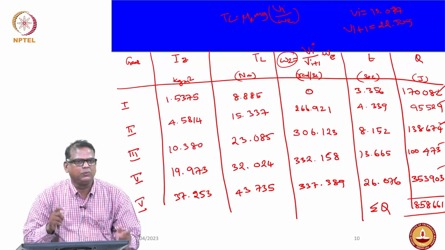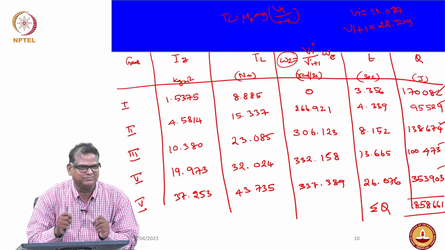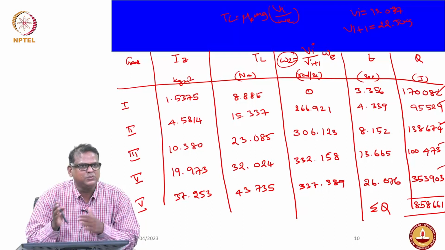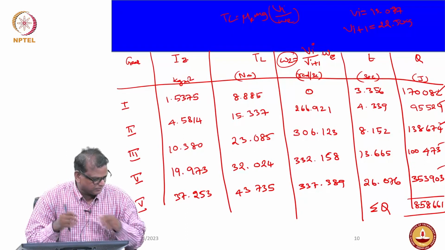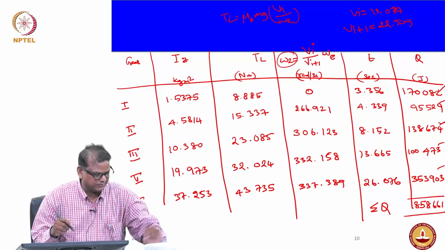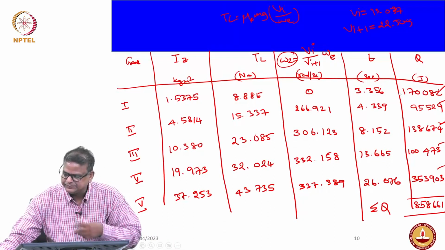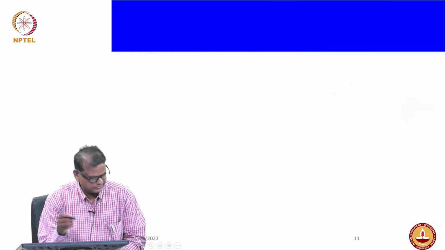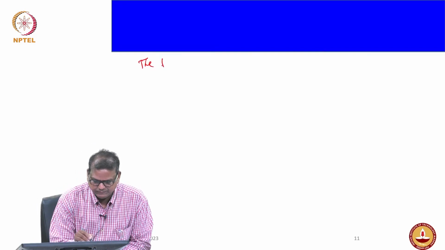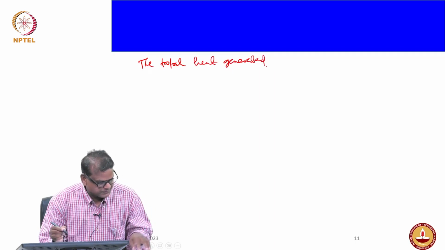In fact, if you look at the problem, it clearly says 10 cycles up and down. So that means 10 into 2 times. Now we can complete the table. So this is the total heat generated per engagement.